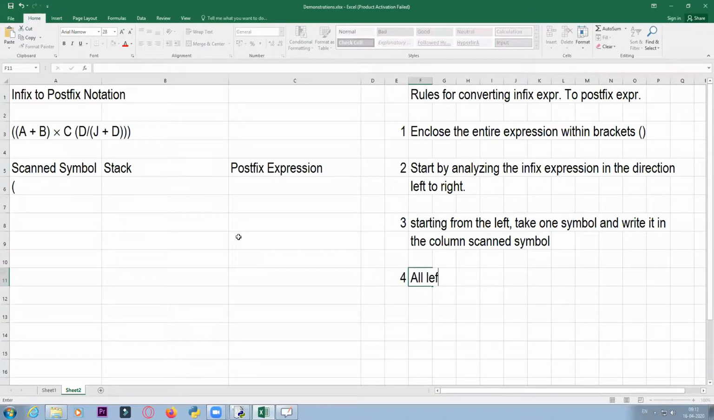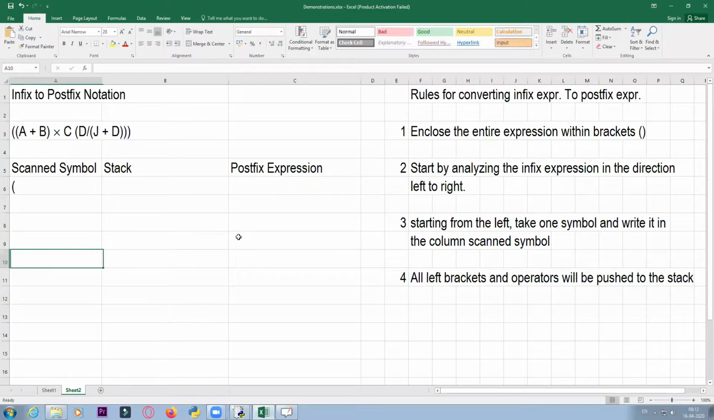All left brackets and operators will be pushed to the stack. So any left bracket or any operator, now you have two brackets, left and right. Not the right one, but the left one you are going to push to the stack. And operators also we will be pushing to the stack. We will see how to do that.